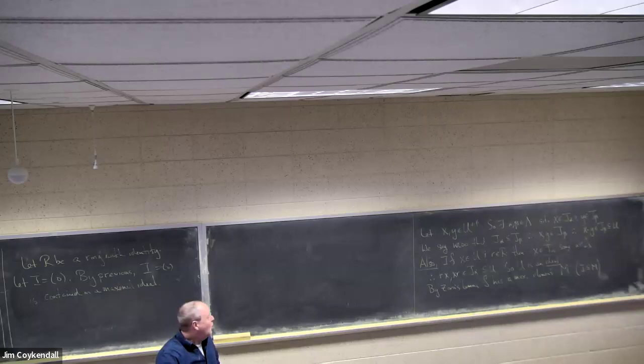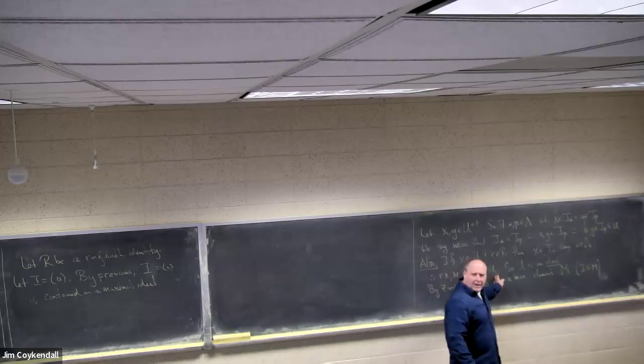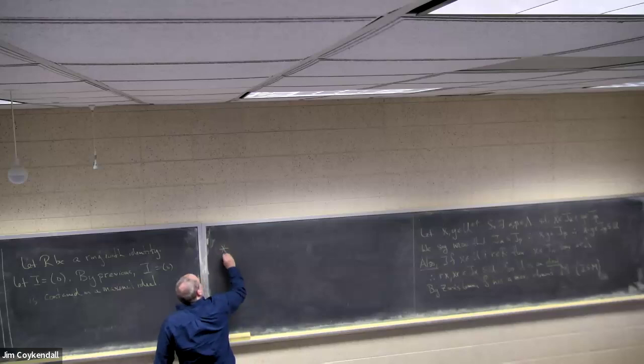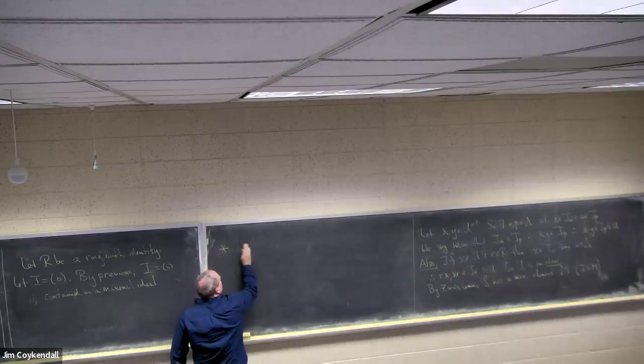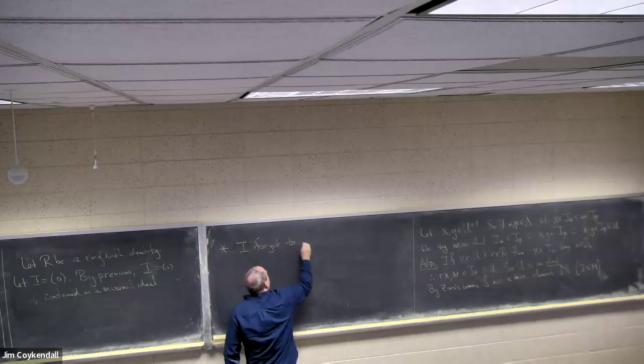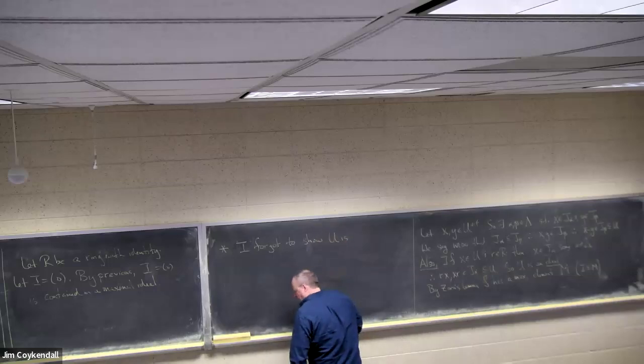There's one thing I left out. You guys are probably wondering why all this identity stuff. I left out one detail. We proved that U is an ideal, right? So we'll start here. I forgot to show U is proper.